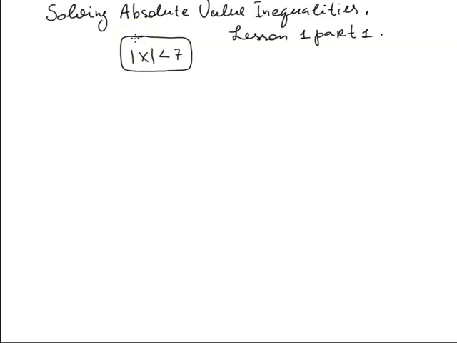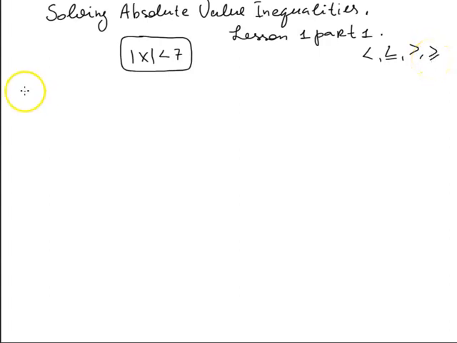Recall the inequality signs. So we have 4 signs of inequality. Less than, that looks like an L, less than or equal to, greater than, and greater than or equal to.